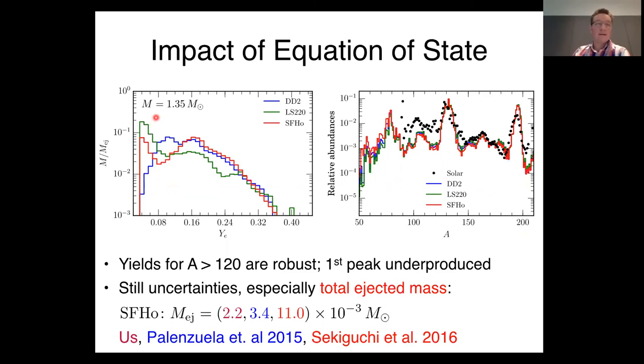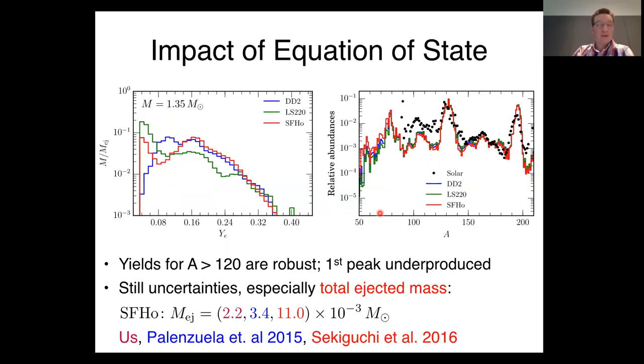Here are 3 different binaries having the same mass. And in this case, we didn't include neutrino heating. And we find a similar picture. So all of the ejecta without neutrino heating, at least, are relatively neutron rich, and you robustly form second and third r-peak elements, and we have trouble explaining the first peak elements.